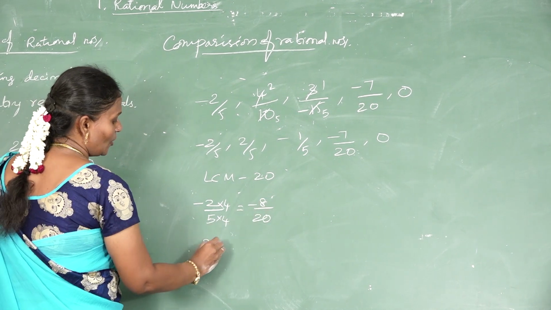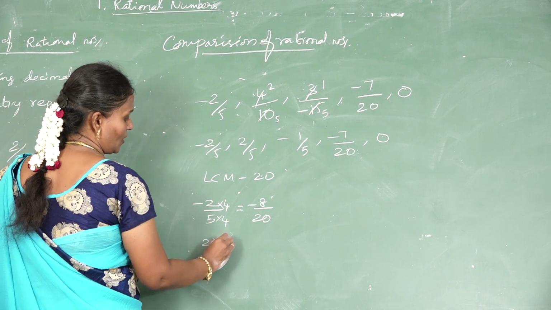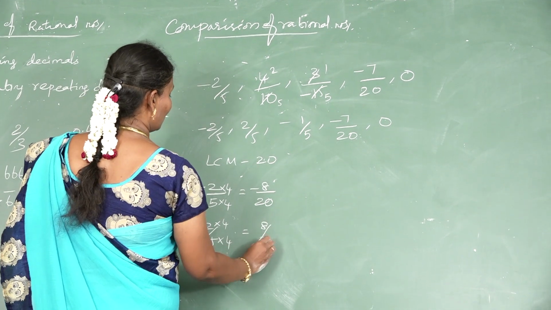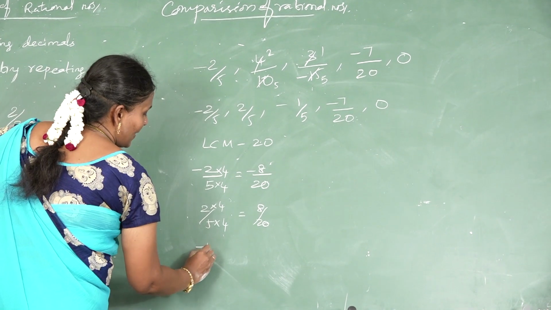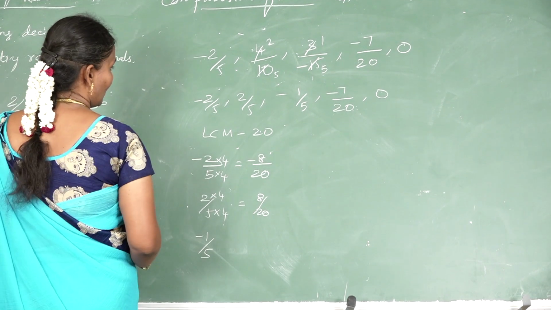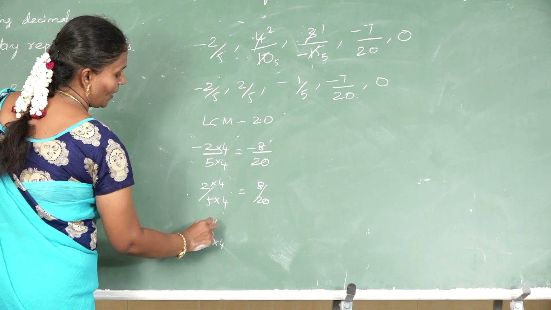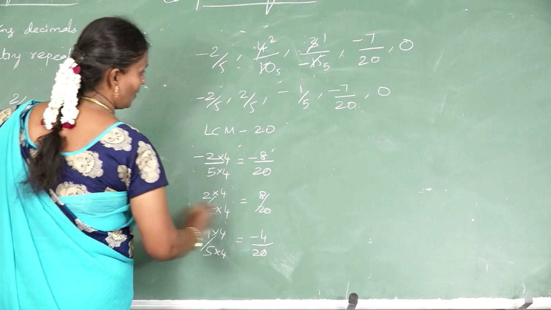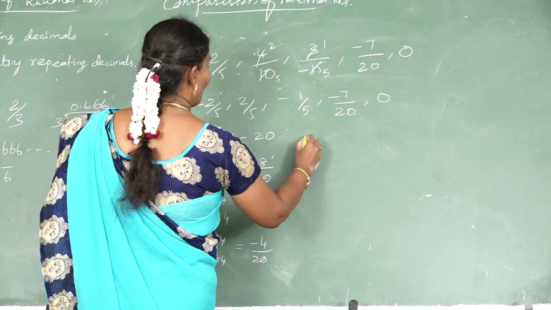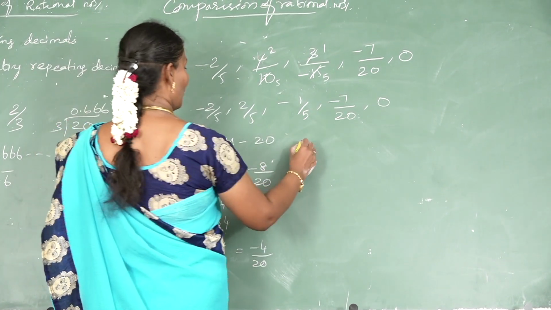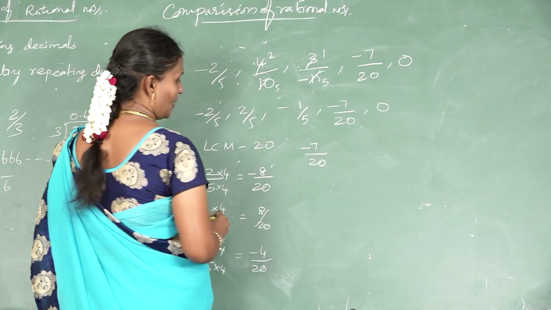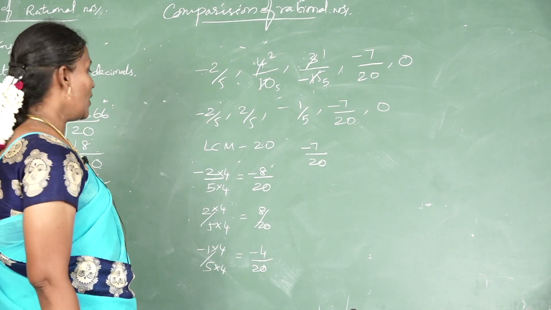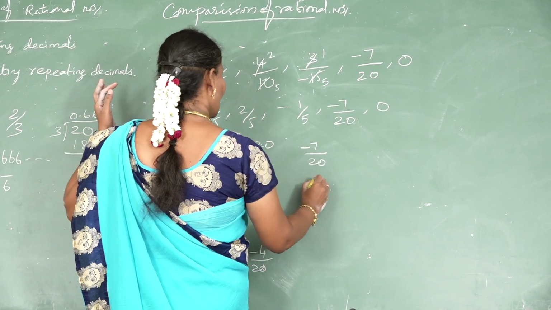What is the next number? Plus 2 by 5. Here also multiply the numerator and denominator by 4. So 8 by 20. Next, minus 1 by 5. Here also you multiply by 4. So minus 4 by 20. See the next one, the denominator is already 20, so you take it as it is, minus 7 by 20. Then 0. If you multiply 0 by any number, it gives 0. So now this is 0.